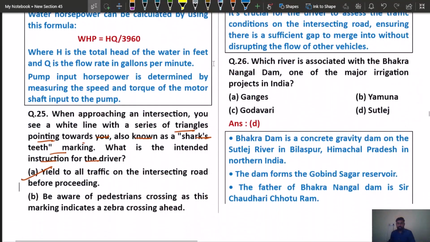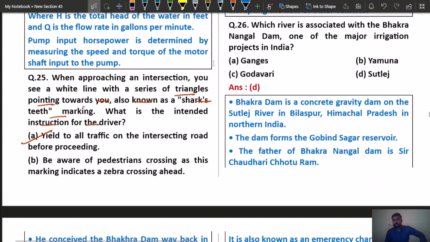Now proceeding to the next question. Which river is associated with the Bhakra Nangal Dam, a major irrigation project in India? So the Bhakra Nangal Dam is constructed on which river? It is constructed on the Satluj river, and it is a concrete gravity dam in Bilaspur, Himachal Pradesh in northern India. So the correct option is D. Now proceeding to the next question.